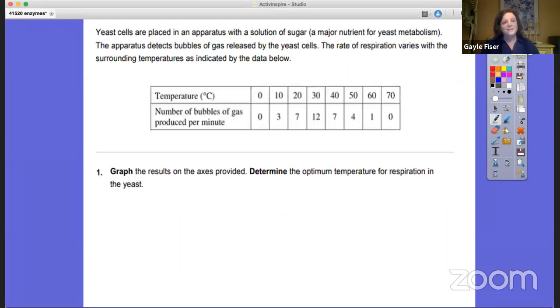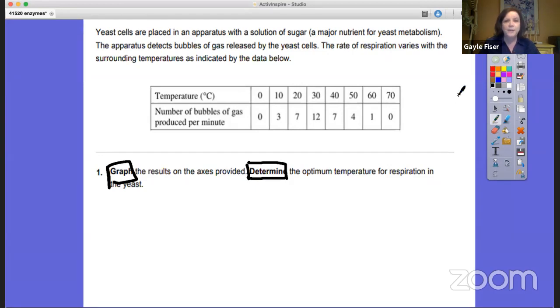All right, so now let's graph. We're going to do 2 things. We're going to graph, and then we're going to determine an optimal temperature for respiration of the yeast. So here we have a table. Here are our temperatures in Celsius, 0 through 70, and our number of bubbles of gas produced per minute. And let's see what it says up here. Yeast cells are placed in an apparatus with a solution of sugar, a major nutrient for yeast metabolism. The apparatus detects bubbles of gas released by yeast cells.